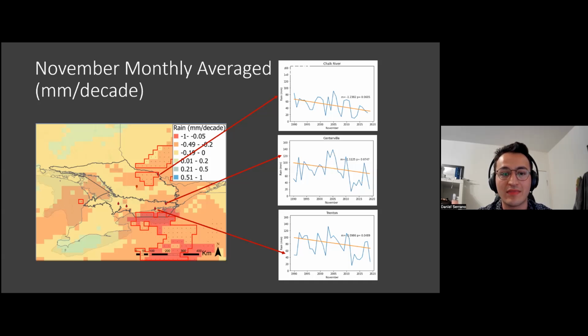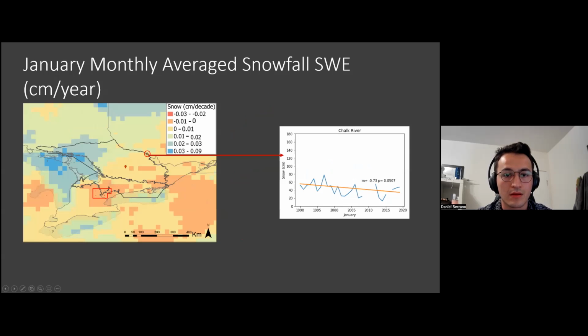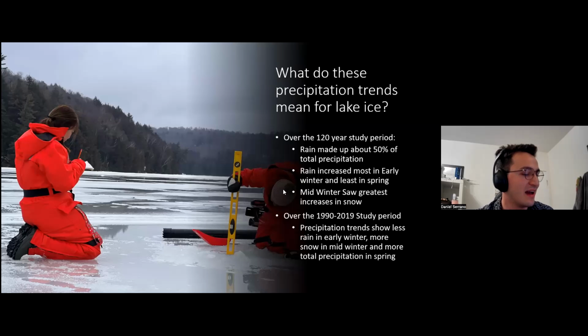And now looking at the November monthly snow. Oops, sorry, got out of hand. How do I go back? Here we go.